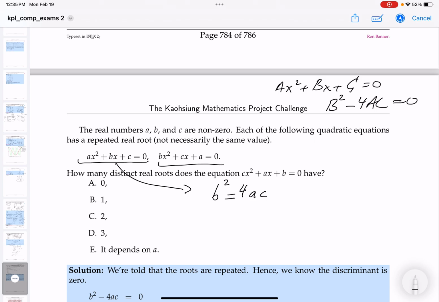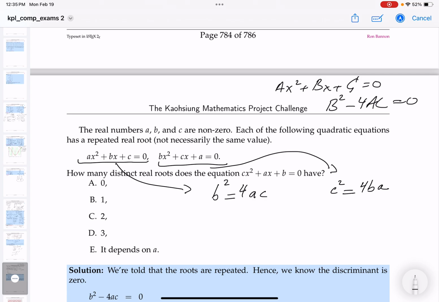So let's do this one. They all say it has repeated roots. What does that mean? Its discriminant is 0. What's that going to be? That's going to be c squared minus 4 times the coefficient of the square term, b, times the constant term, which is a. And again, for that to be equal to 0, it means they're equal.